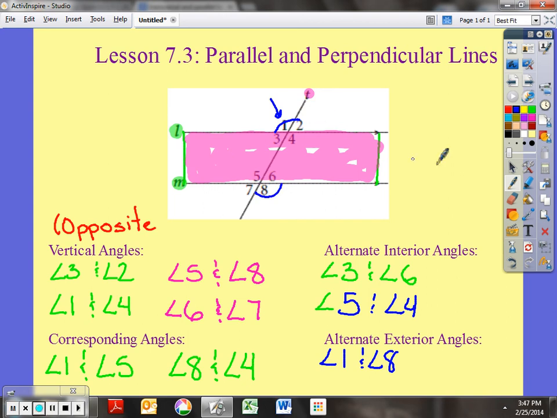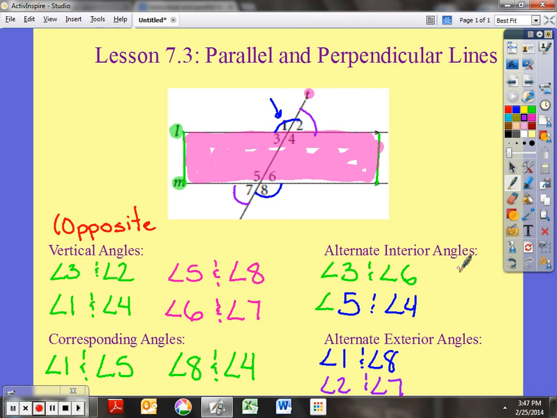If I had angle 2, let's change colors there. Angle 2, it's alternate, meaning opposite side of the transversal. Exterior, outside of the inside of the parallel lines, would be angle 7. So angle 2 and angle 7, that means they are alternate exterior, which means they are also congruent. So all of these are going to be congruent.